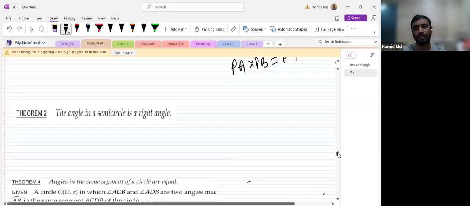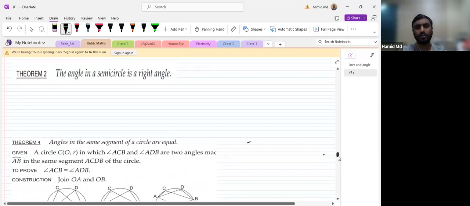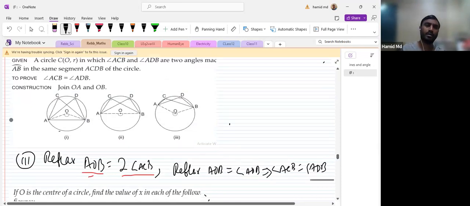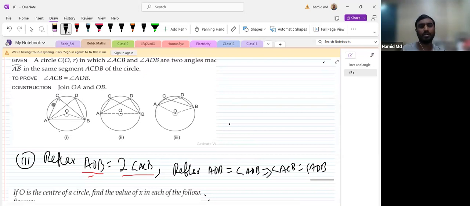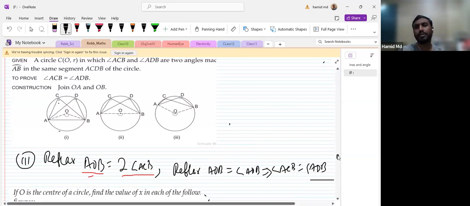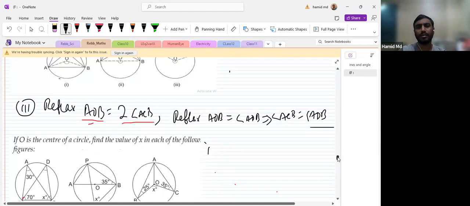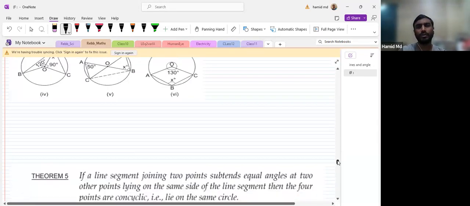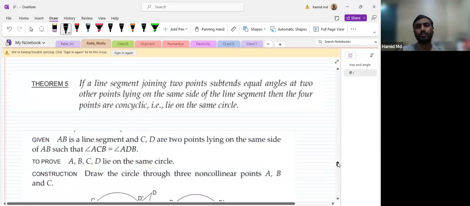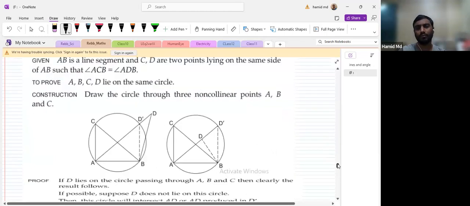So it was some additional knowledge. Angle in a semicircle is a right angle. We already proved all these. C and D are the angles made by equal arcs, right? Yes, sir. Angles subtended by equal arcs on any part of the circle are equal. The angles in the same segment of a circle are equal. So we already solved all these questions. If a line segment joining 2 points, okay, we already did this also.